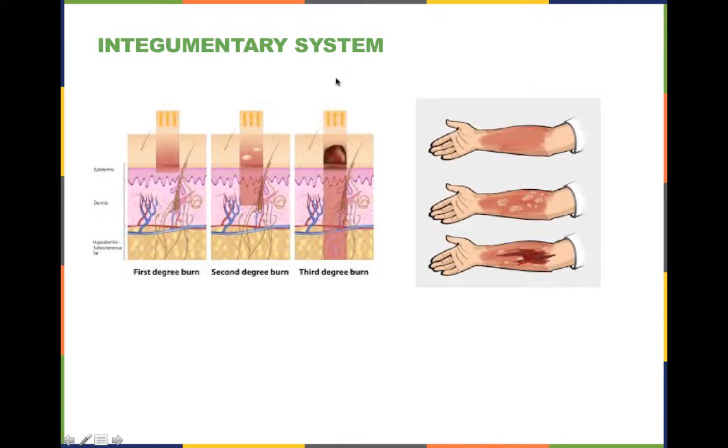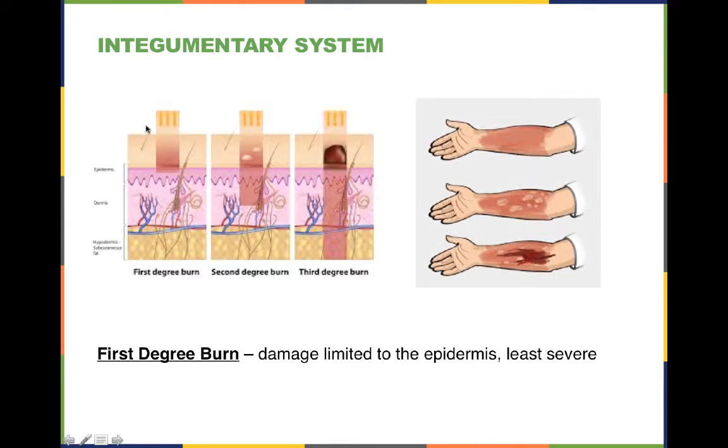Now the most serious injury to the skin is a burn. And burns are measured by their depth into the skin, or the depth of damage that occurs. A first-degree burn is limited to the epidermis, as shown here, and usually results in a reddening of the skin like a sunburn. A sunburn is generally a first-degree burn.